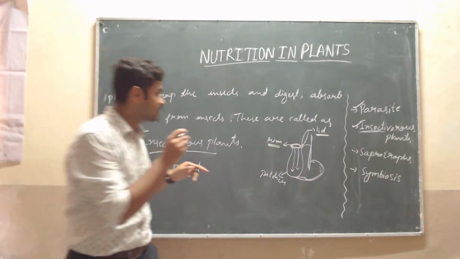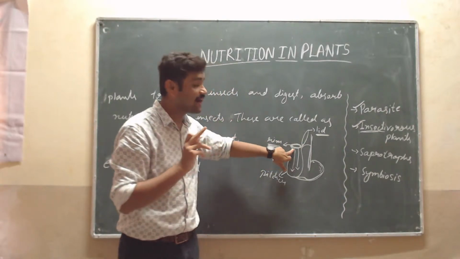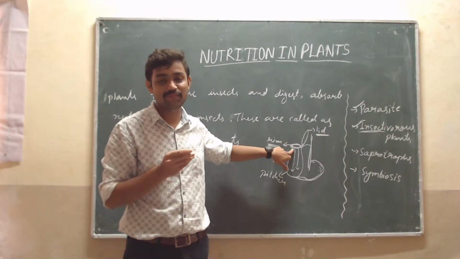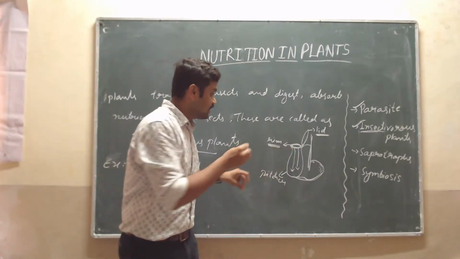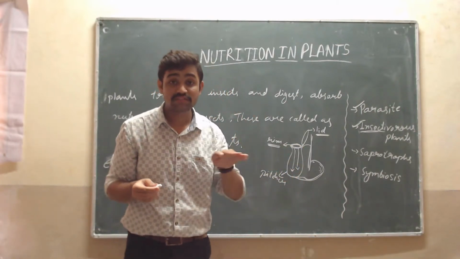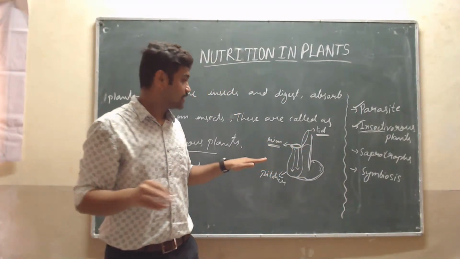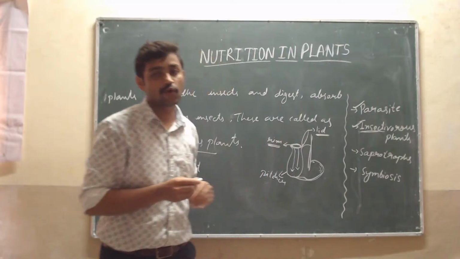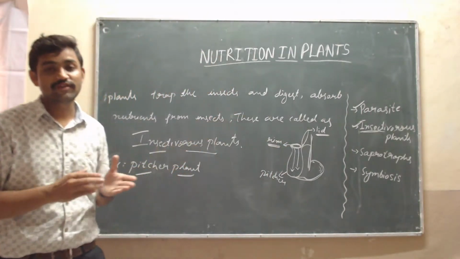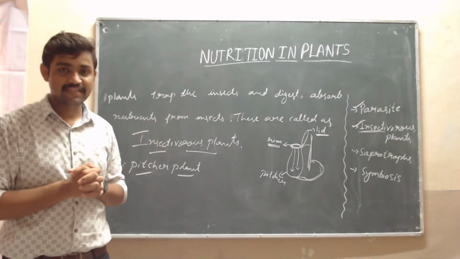So, first the rim contains nectar, it is sweet, and insects will come and sit there. For example, an ant comes and sits. Then it will fall down because of the slippery area and stay inside. After sufficient food, the lid will close. At that time it will digest and absorb the nutrients from the insects. These are called insectivorous plants. Did you understand? Yes.